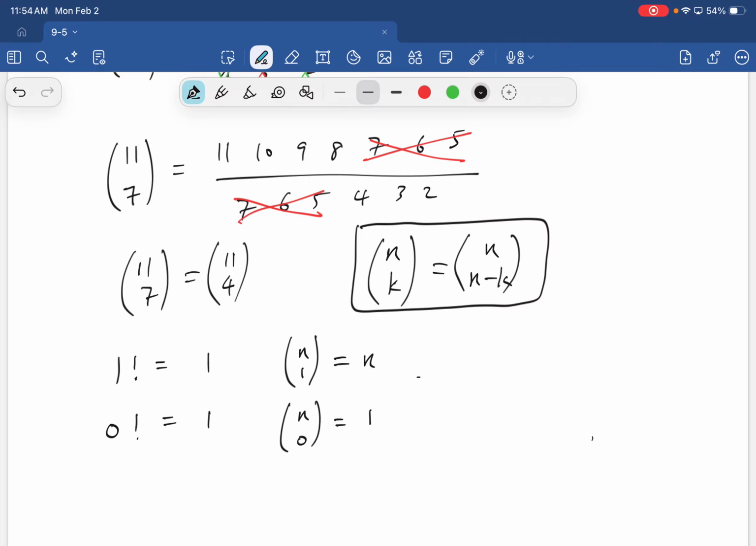Because the rest of them would cancel out. So if you write all of them out, say for 9 choose 4, if you write out 9 times 8 times 7 times 6 times 5 times 4 times 3.